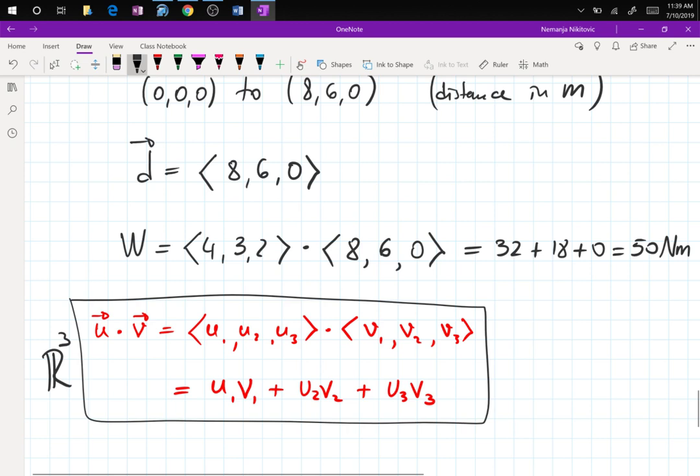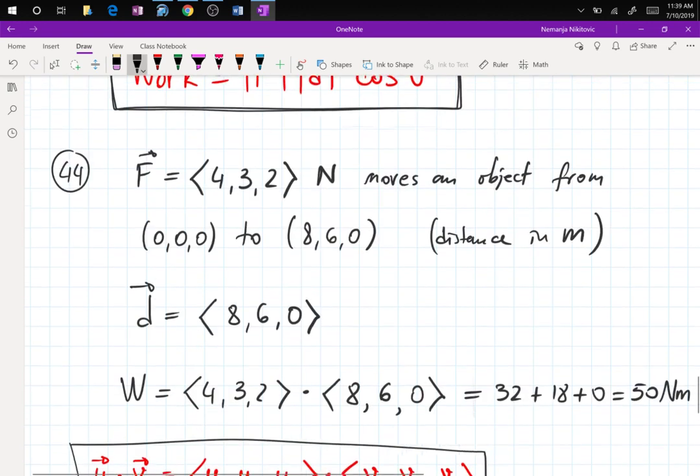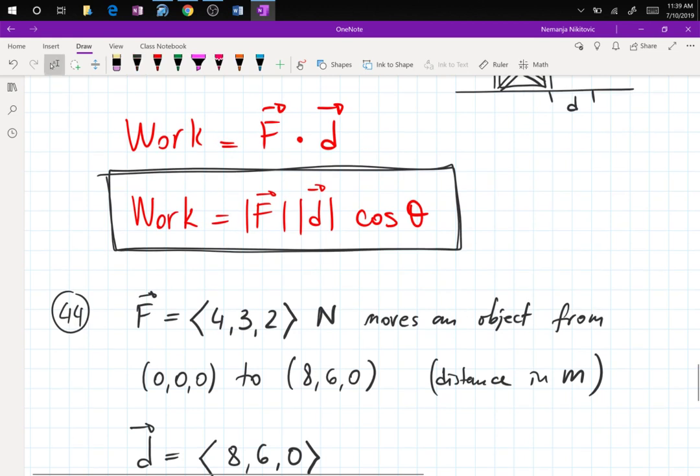Yes? So for that problem, do you just assume that the angle is 0 degrees? We don't have to assume anything because the work is force times the displacement, right? And we have them as vectors. In some cases, they will say that you are pushing at an angle of 30 degrees, in which case you will be using the formula that contains degrees.